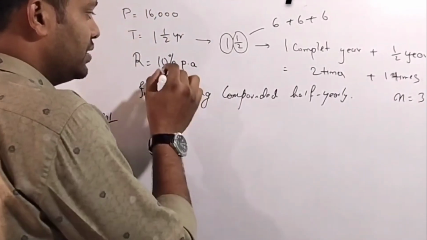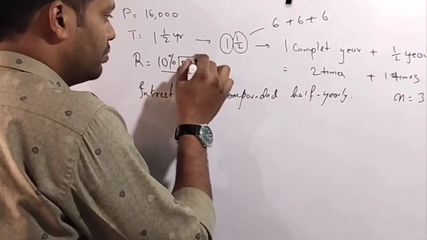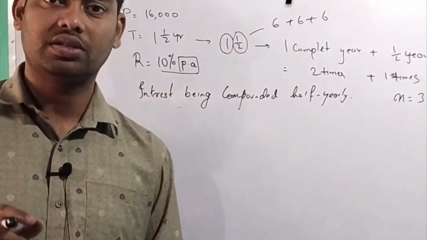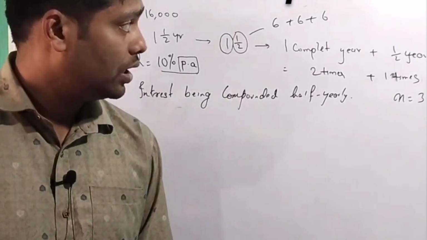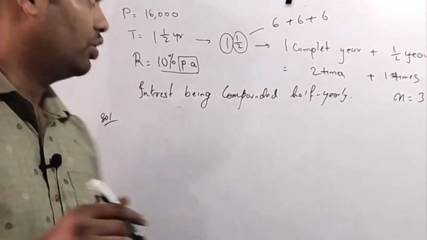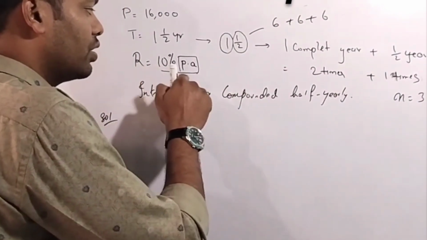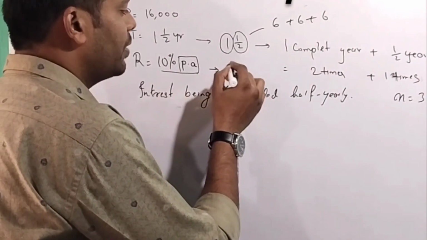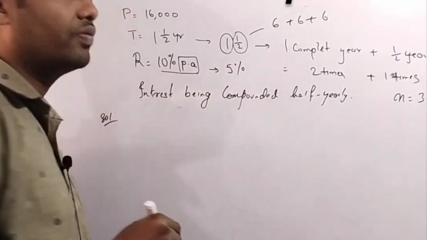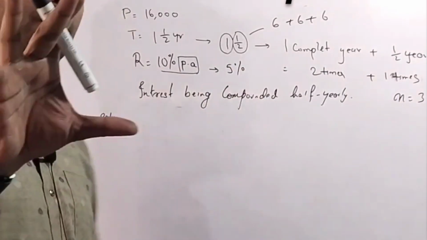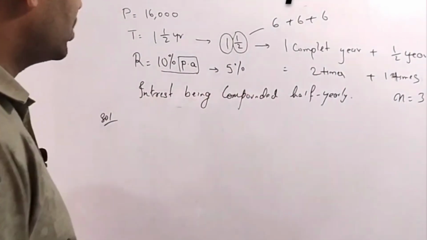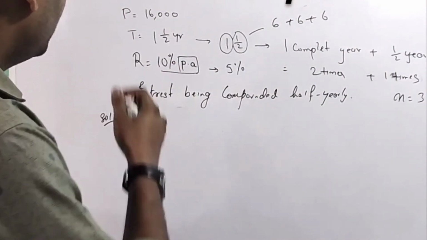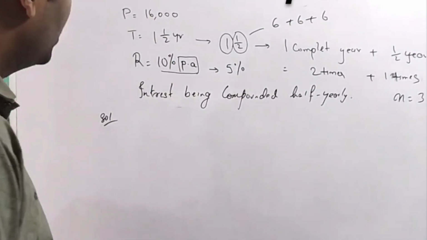Now, this is the rate of interest per annum. For 1 year, the rate of interest is 10%. But here we are discussing half yearly, so we have to convert the rate of interest from 1 year into half years. Half year will obviously be 5%. For 1 year if it is 10%, for semi-annually or half yearly it will be 5%. So n is equal to 3, the rate is 5%, and the principal is 16,000.